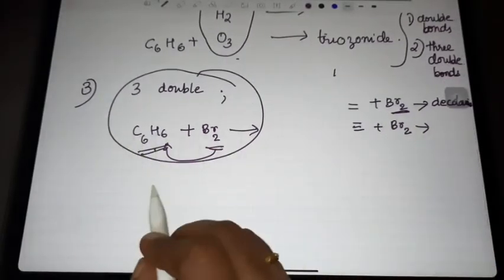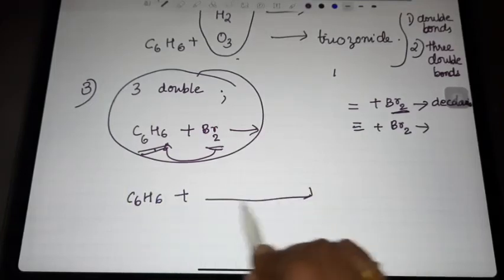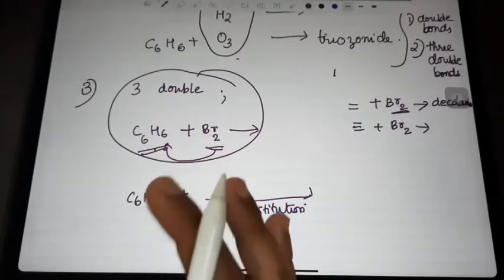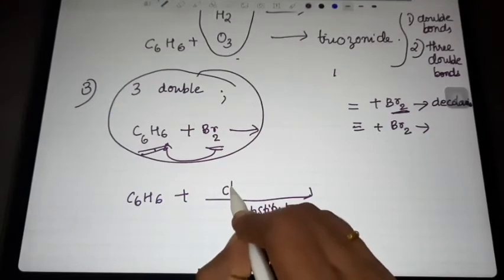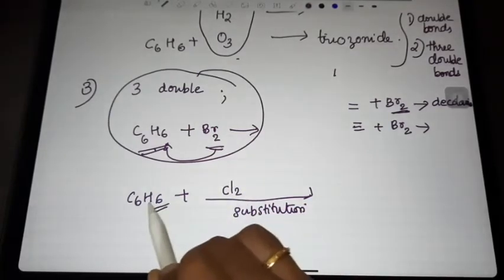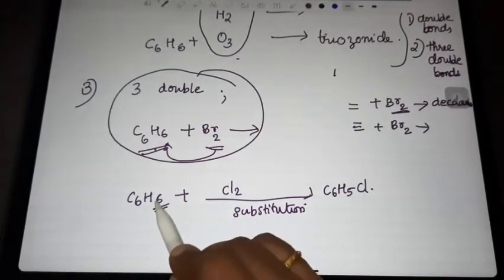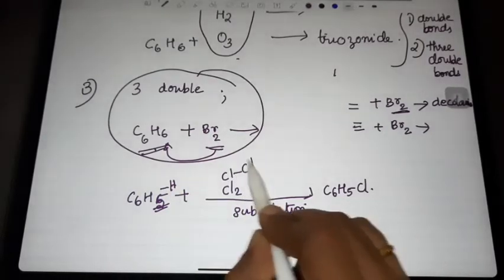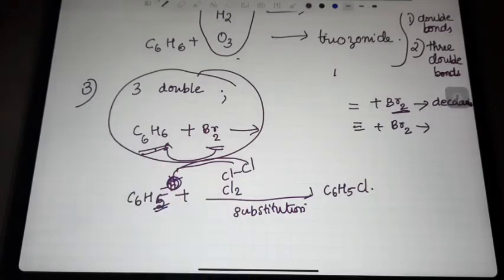Under ordinary conditions, this benzene undergoes substitution reactions. Substitution reactions means, instead of one, another will come. Right? So when you conduct the chlorination, what happens? C6H5Cl will be formed. How? You can write C6H6 as C6H5H, then Cl2 as ClCl. So instead of this hydrogen, this chlorine comes here. That means replacement, that means substitution occurs.